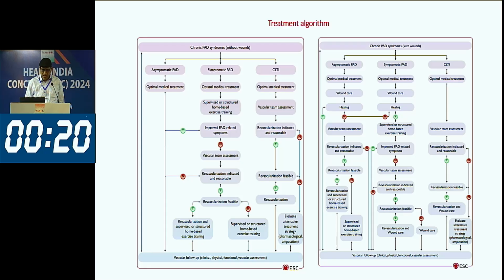The treatment algorithm, basically this is a very congested slide, but I just want to highlight that they have divided the treatment algorithm into 2: patients with PAD syndromes without wounds and patients with PAD syndrome with wounds. So somebody who has a PAD without wound and is asymptomatic, only optimal medical therapy is recommended. Somebody who has symptomatic PAD and basically having symptoms, after supervised structured exercise training, that is recommended. Still if he is symptomatic, then revascularization could be considered. In patients with CLTI with optimal medical therapy, revascularization is recommended.